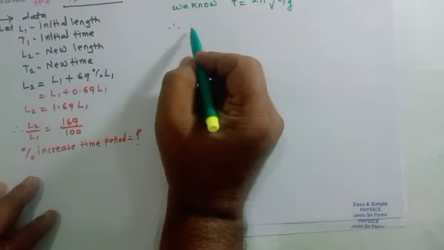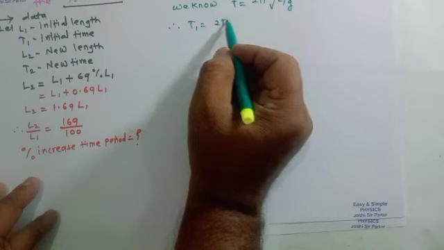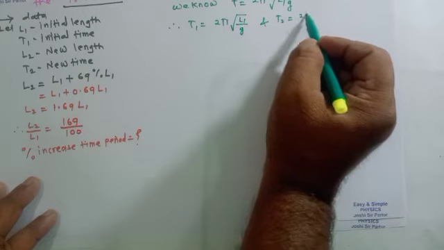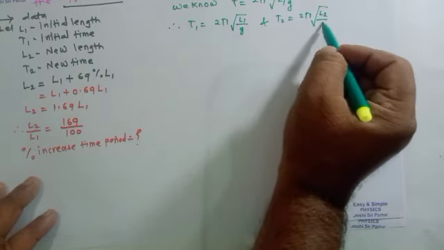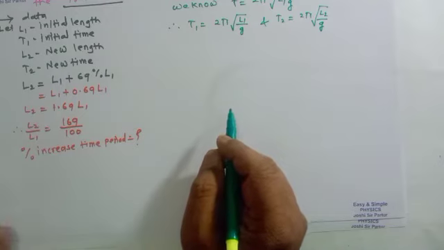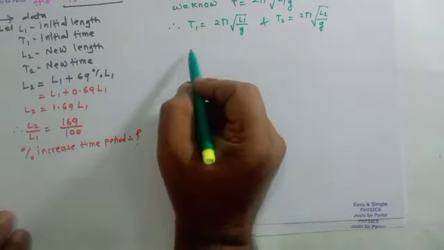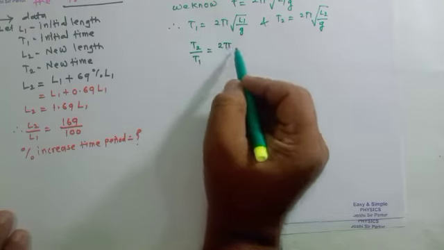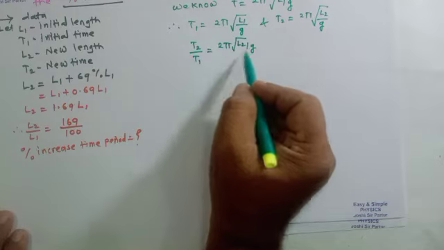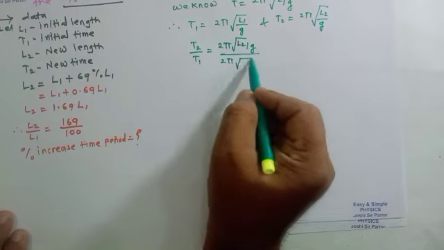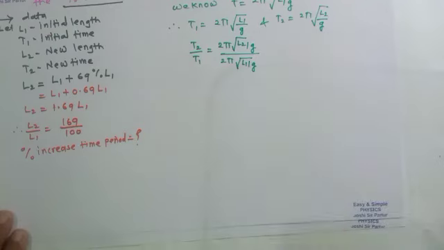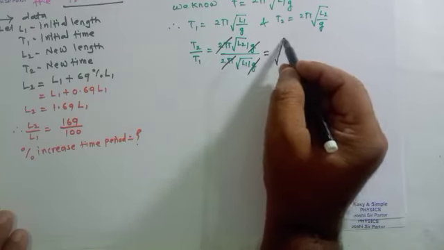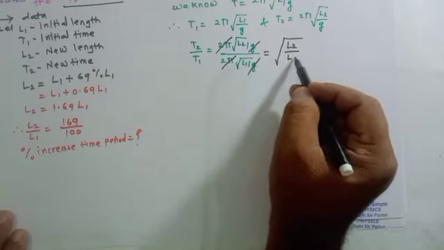Here, for the first, time period T1 will be 2 pi square root of L1 upon G, and for the second, T2 will be 2 pi square root of L2 upon G. If we divide T2 upon T1, it will be 2 pi square root of L2 upon G upon 2 pi square root of L1 upon G. G gets cancelled, 2 pi gets cancelled. It will be square root of L2 upon L1.